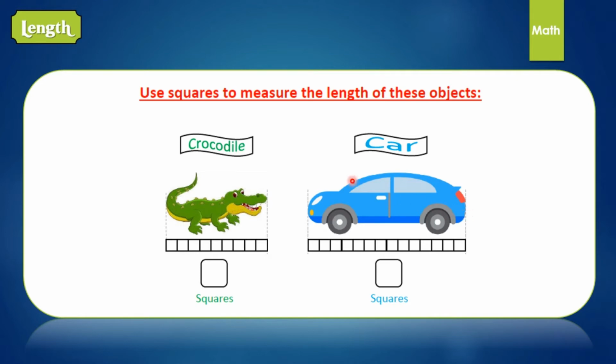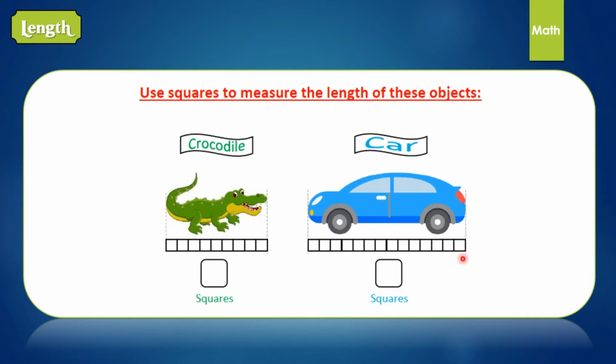Yeah, the question says use squares, these squares, to measure the length of these objects, and the first thing here is the car. So how can we measure the length of this car? Excellent. We will count how many squares. The length of this car from the start to the end equals how many squares?